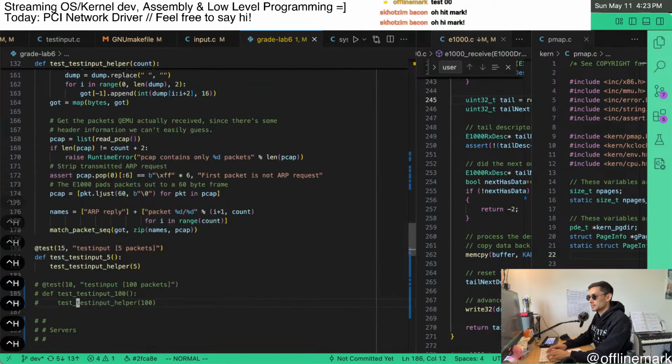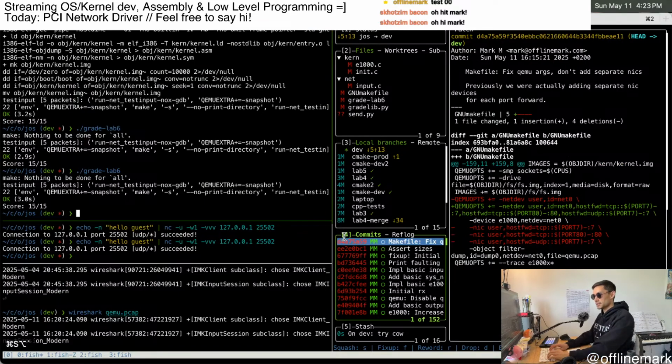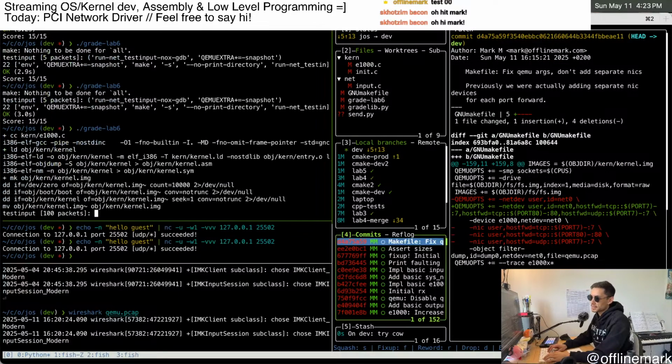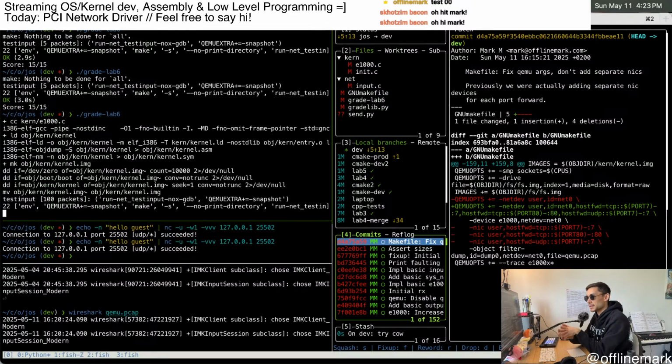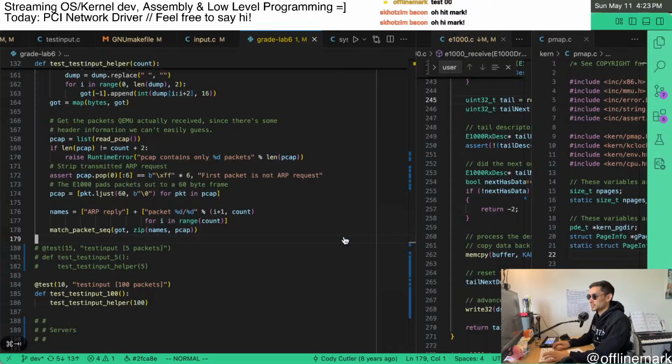run this test. And this is interesting because I think it wasn't passing because it was timing out. Oh, okay, that didn't time out. That just straight up failed. Interesting. The only difference between these two tests is that the first one sends 5 packets and the second one sends 100 packets.